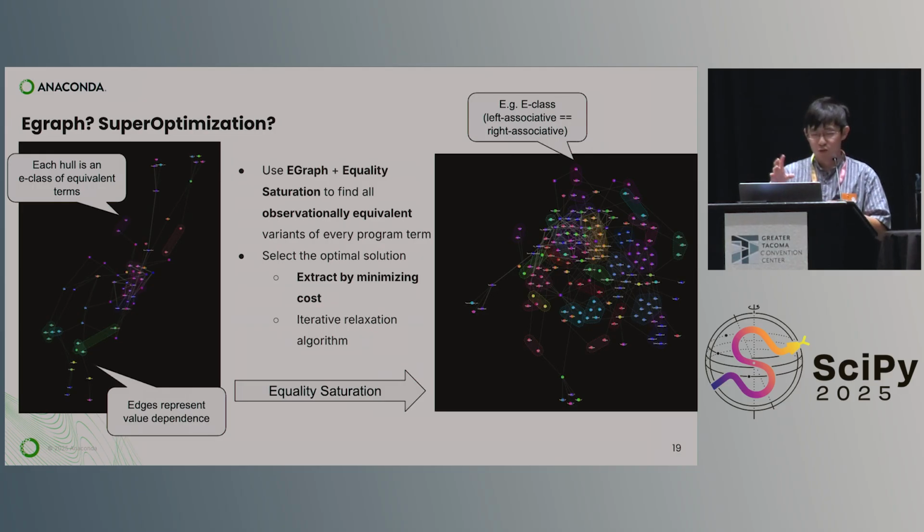And you see, maybe it's a bit hard to see, but there are actually colored boxes, hues, surrounding the nodes. They indicate equivalent terms. Everything within each colored box has the same semantics, or is observationally equivalent. At the end, once it's saturated, the graph will grow to the one on the right. So that's how equality saturation works.